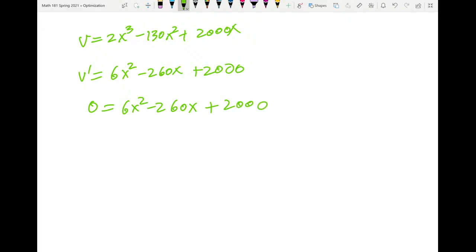Since it's a quadratic equation, you'll get (3x minus 100)(x minus 10) equals 0. So the critical points are 100 over 3 and 10. And that's what we need to work on right now.